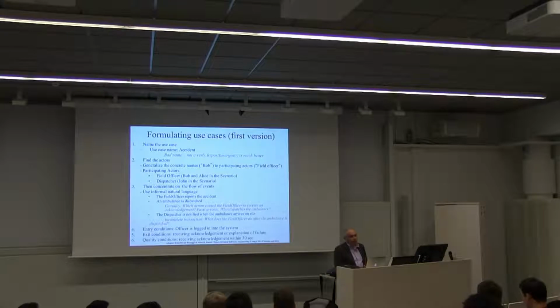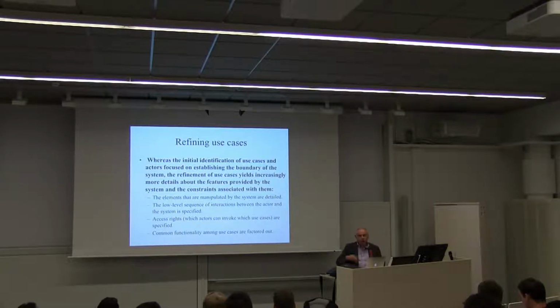After you develop your use case first version, you always try to refine it. It's difficult to develop the complete version from the first time. Typically, you have to refine. And if in your first version you mainly focus on boundaries of the system, in refinement you consider more detail about system constraints associated with system and the features provided by system. So you name elements manipulated by system in detail. You consider even low level sequences, but not only high level sequences of interactions or flow of events.